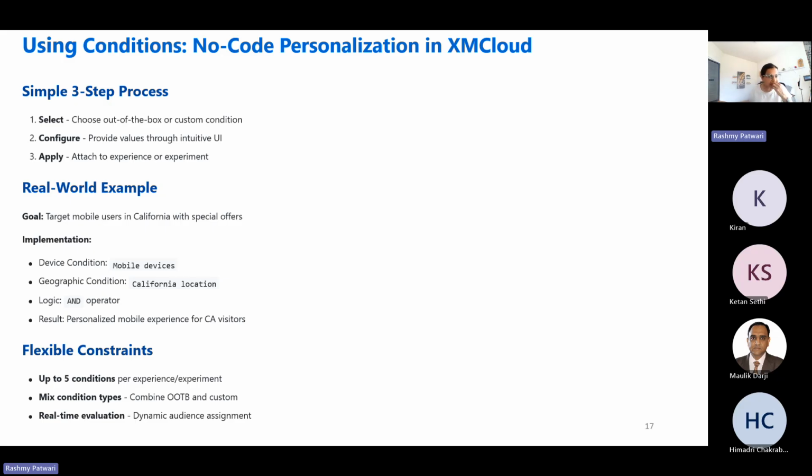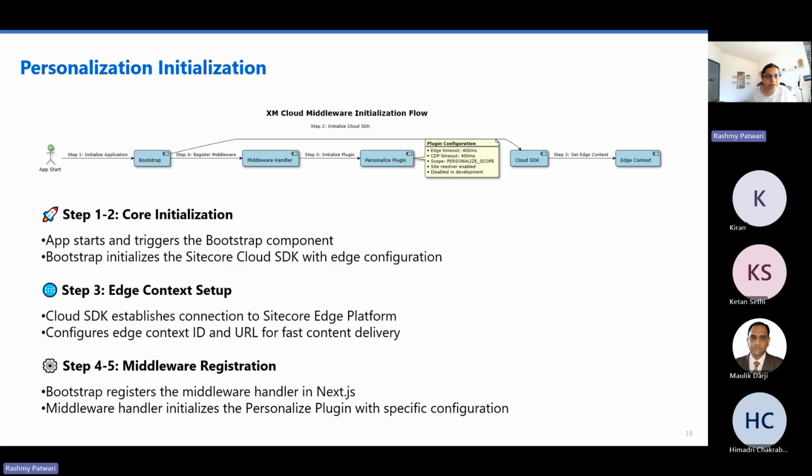Some of the restrictions and constraints we've got: we can only have 5 conditions per experience or experiment in the Personalize portal, and about 8 variants in the XM Cloud one. If you have more variants, we can't do embedded personalization. You will have to go interactive in that case.